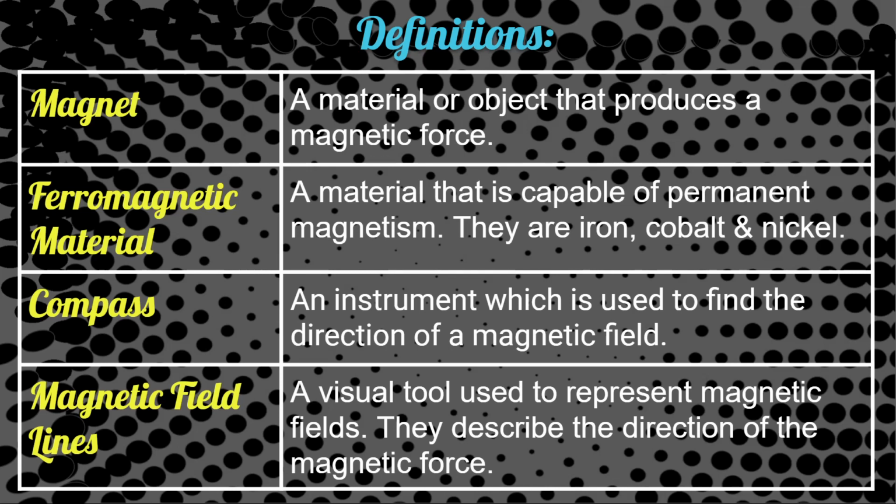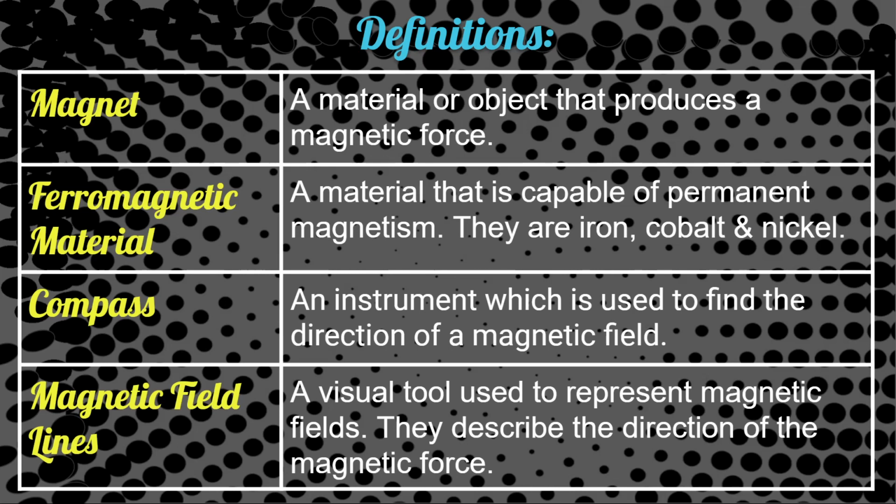A magnet is a material or object that produces a magnetic force. So if you have an object that exerts a force on another object due to its magnetism, then we would call that a magnet. A ferromagnetic material is any material that is capable of permanent magnetism, and our permanent magnets are made up of 3 elements, one or a combination of them if it's an alloy. Those 3 elements are iron, cobalt, and nickel. And so that's what we're going to see in a permanent magnet.